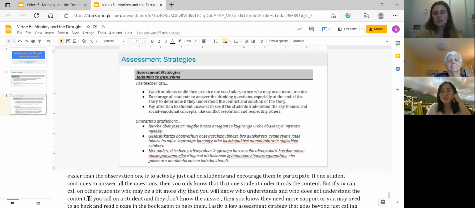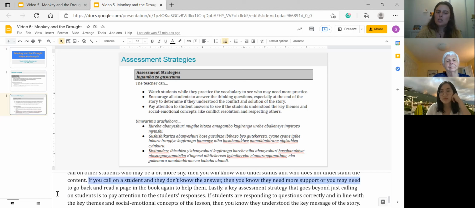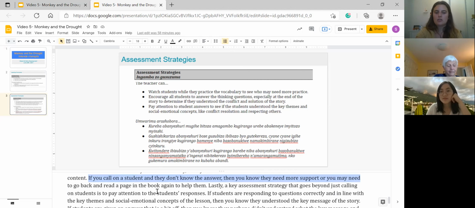If you call on a student and they don't know the answer, then you know they need more support and you may need to go back and read a page in the book again to help them. If Jingran's the only one who's answering the questions, then I can't tell if Sally or the others know the answer. And perhaps Sally, if she's a little bit more shy, can't compete and speak up louder than Jingran. So if I tell Jingran, let's give someone else a try, then you'll be able to start to see whether the other students are also engaging and understanding.